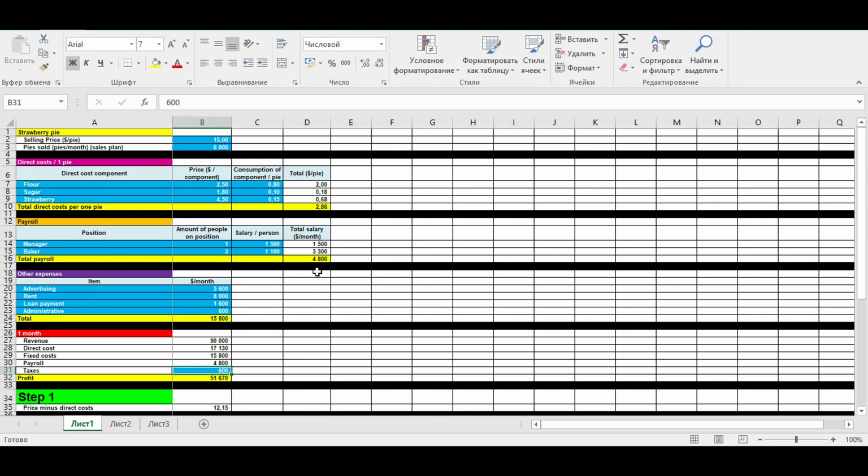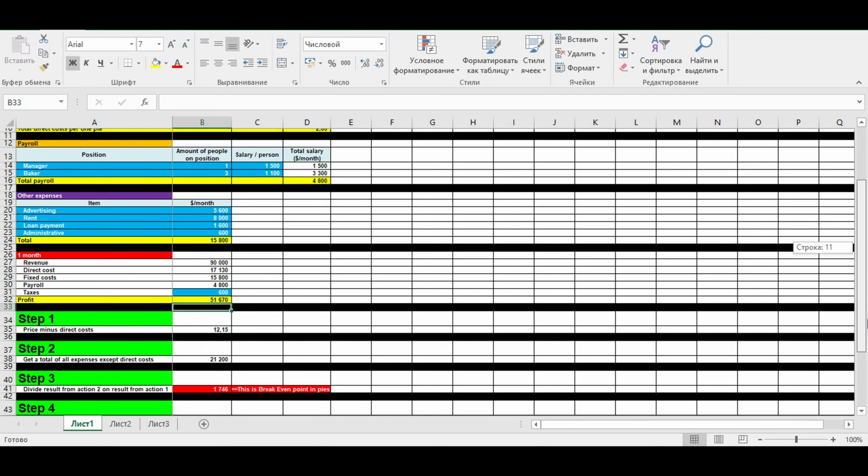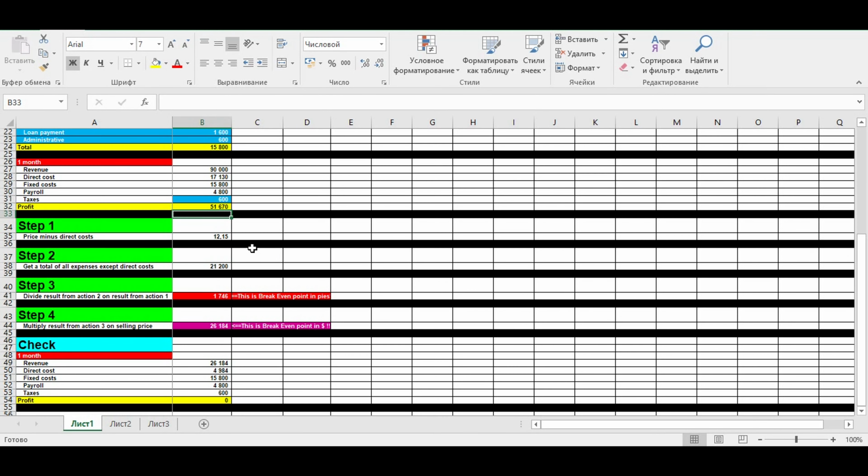Then you calculate your taxes. At the end, you get your profit. It's revenue minus direct costs minus fixed costs minus payroll minus taxes. So now you have a profit. Now it's time to calculate the break-even point.